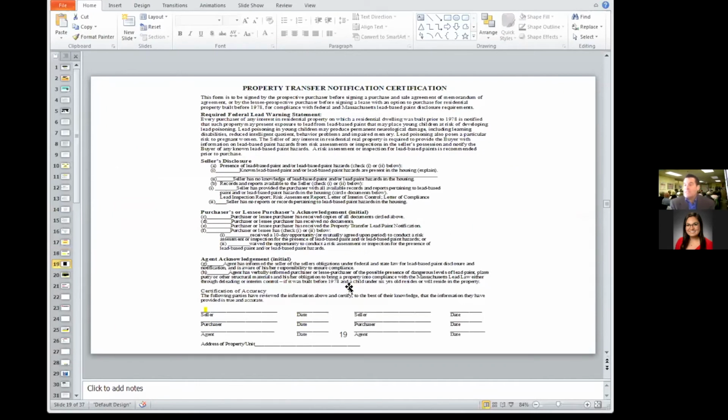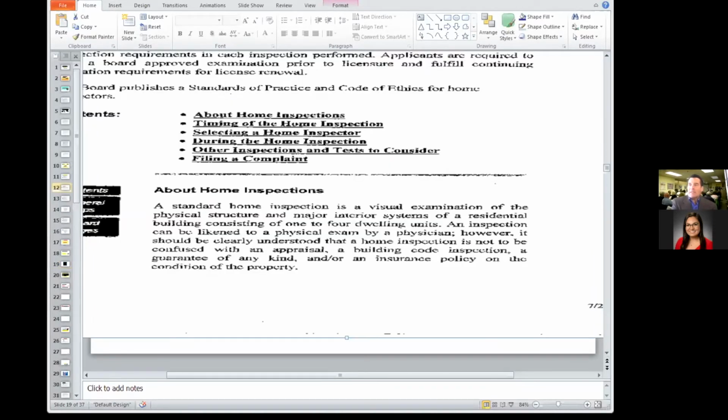Now this must look familiar to you, I hope, right? Excellent. It's the property transfer notification certification. Oh, look at this. Property transfer, that must mean you're selling a house. Okay, it's not a rental. Notification, that's good, and certification. Well, where do we go? Hold on, where to go?